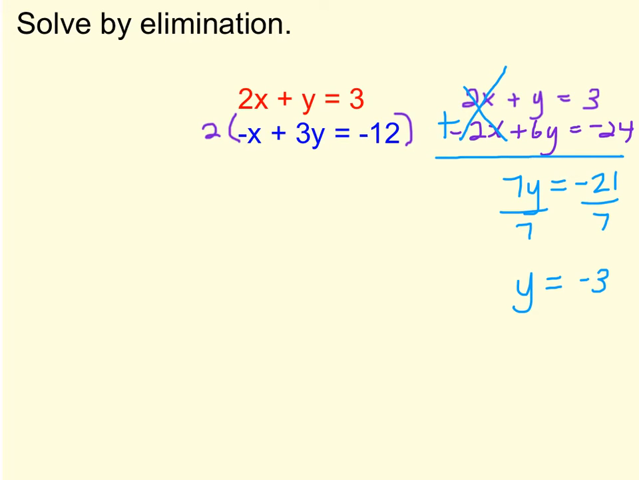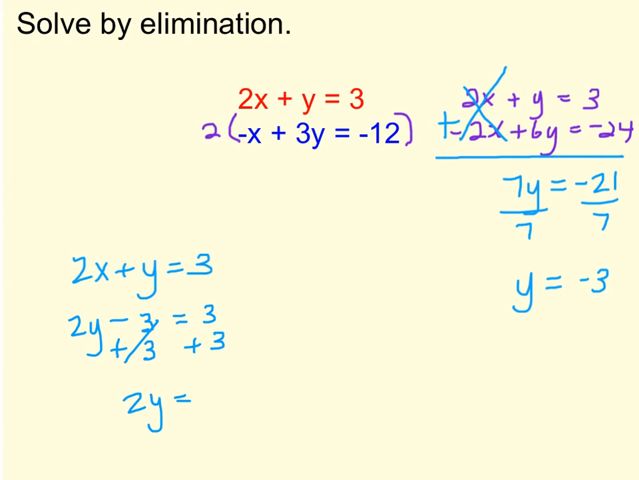Now to get the x, we're just going to plug that y in to one of the equations up here, whichever one looks easier. Maybe I'll pick that top one. 2x plus y equals 3. Well, now we know that this y, we can plug in for that y. So 2x plus the negative 3 is the same thing as minus 3 equals 3. And then we go ahead and solve. 2x equals 6, divide both sides by 2, and x is equal to 3.